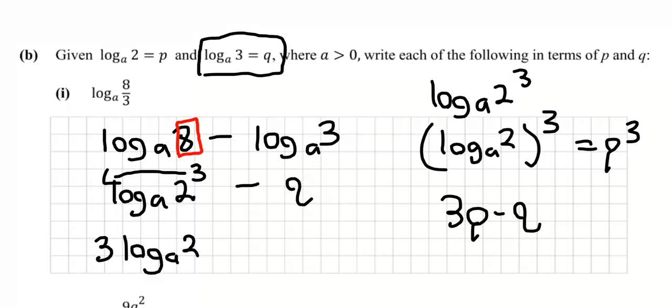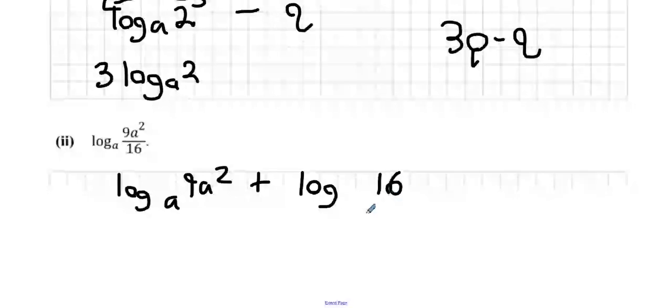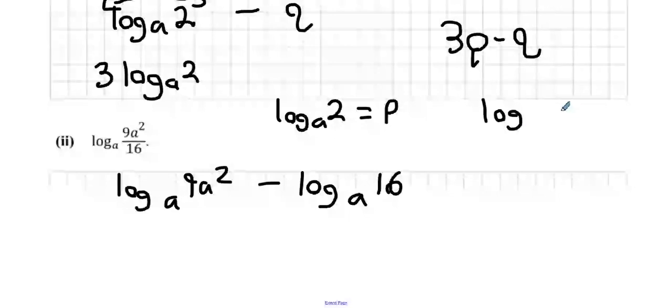Okay, have a look at the second one then. I think we're going to go for the same trick again, aren't we? So what's the same trick again? Subtraction rule. Oh, sorry, minus, right? Now, what's the rule again? Log 2 base A is what? Is that P or Q? P. And log 3 base A is Q.